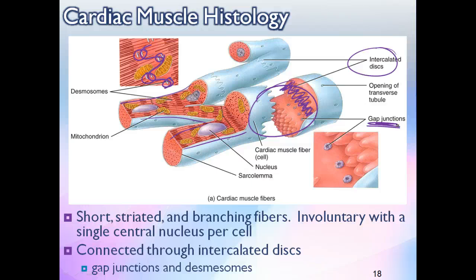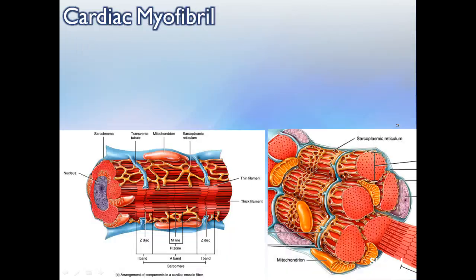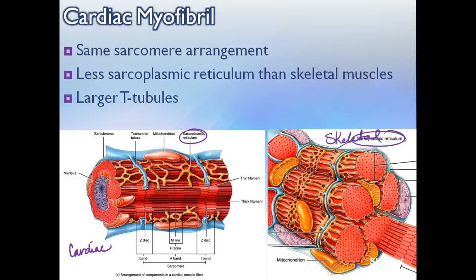Now, intracellularly, we see, again, some more similarities and some differences. First of all, I want you to look at these two images. Over here, we have your basic cardiac muscle. And over here, as you recall, was your skeletal muscle. Now, one of the biggest differences, and the most obvious, is the density of our sarcoplasmic reticulum. You're going to see that cardiac muscle has a lot less sarcoplasmic reticulum than our skeletal muscle.